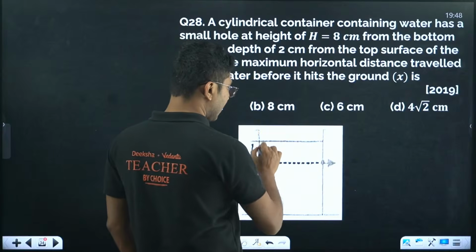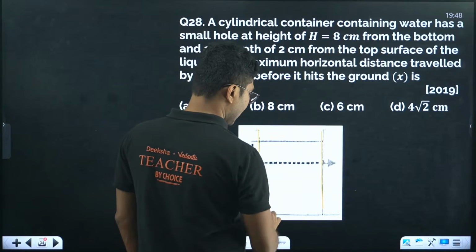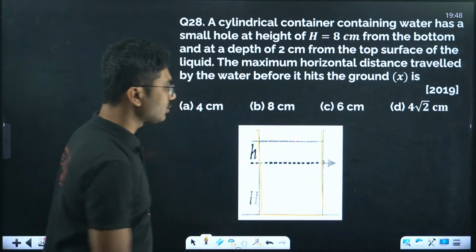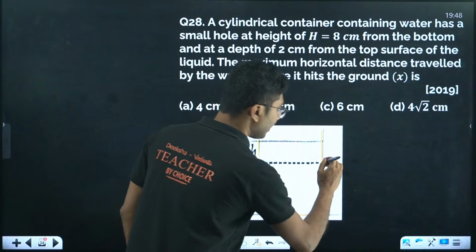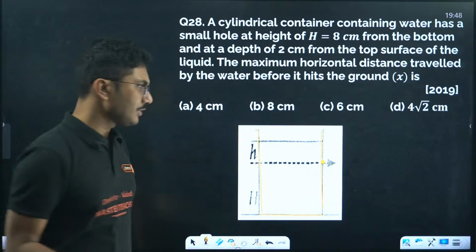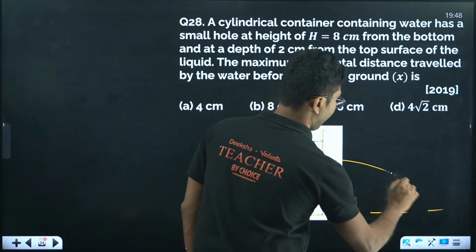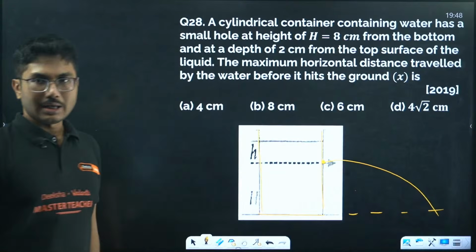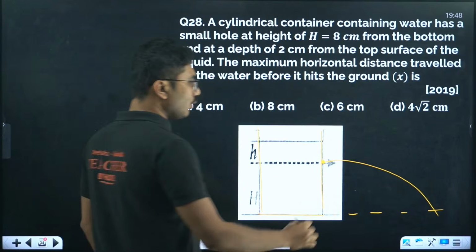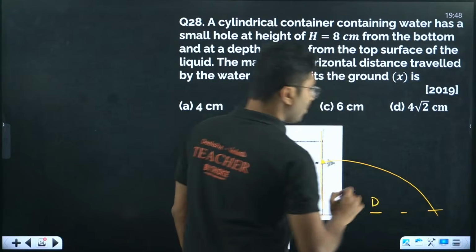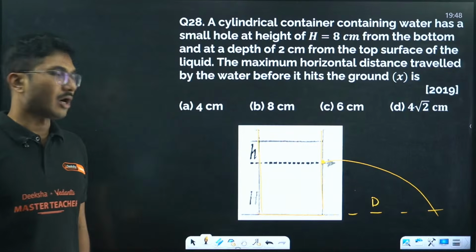Here we have an open container, and there is a small hole here. So liquid will come out of this, and the liquid will come out like this. Okay, liquid will come out like this. So they ask you what will be this distance from the ground? Now how to do that?